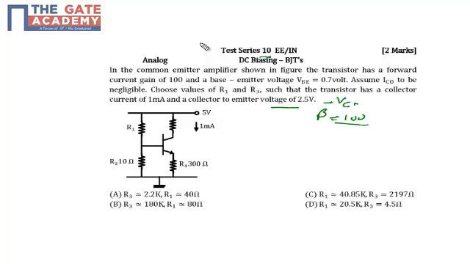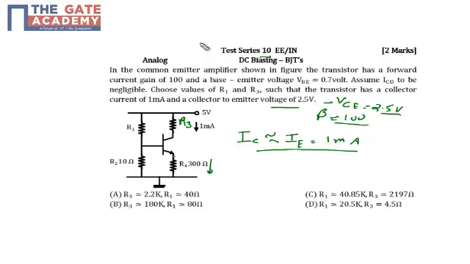So if VCE is 2.5 volt, we need to find out the value of R1 and R3, right? R1 is the resistor from supply to base and R3 is the resistor from supply to collector terminal. These two resistors we need to find out. The question has already given the value of collector current. We know that IC is approximately equal to IE, so I can assume that IE is also equal to 1 milliamp.